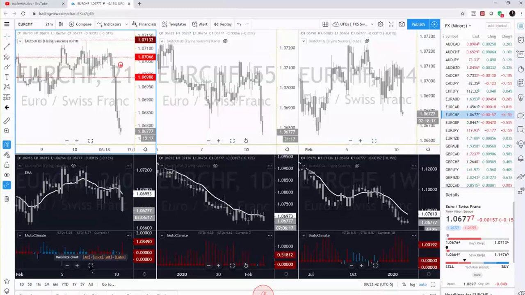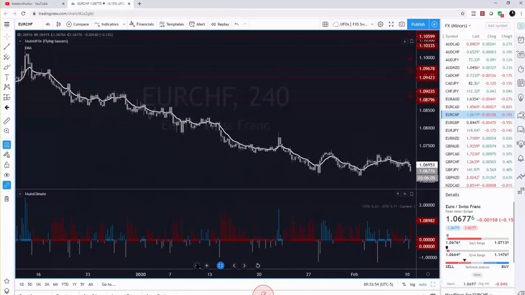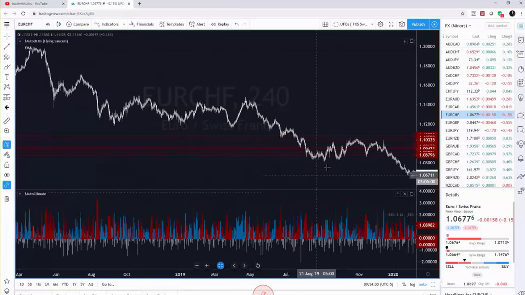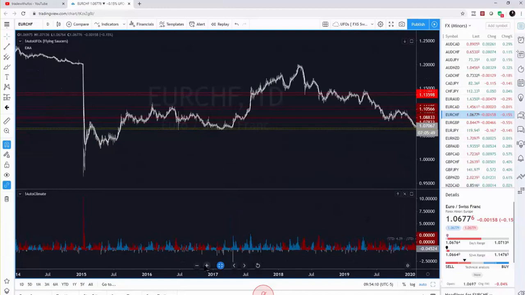So the question is, what about the target? I'm looking at green UFOs on the 4-hour time frame. Okay, so zooming out, looking for green UFOs. I have none in the 4-hour time frame. What about the daily? Yes, on the daily time frame, we do have green UFOs. Let's take a look, where are those UFOs?